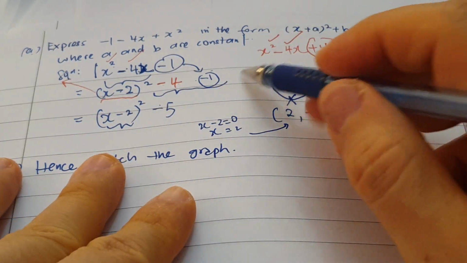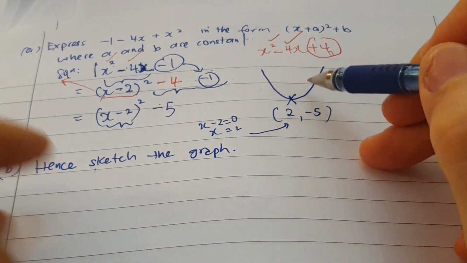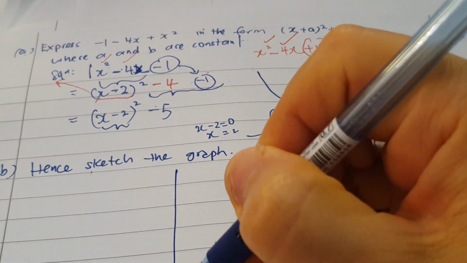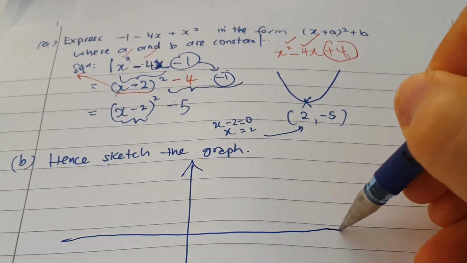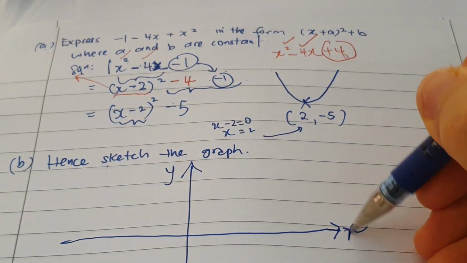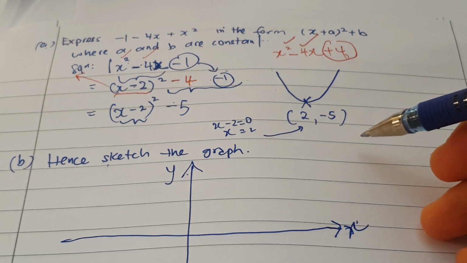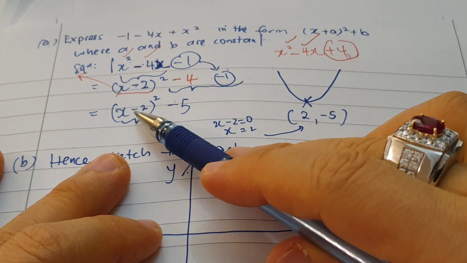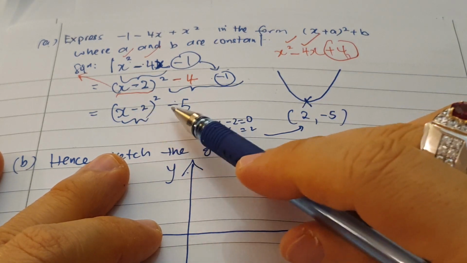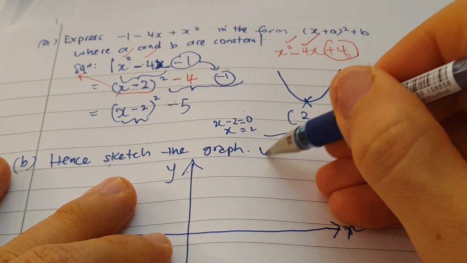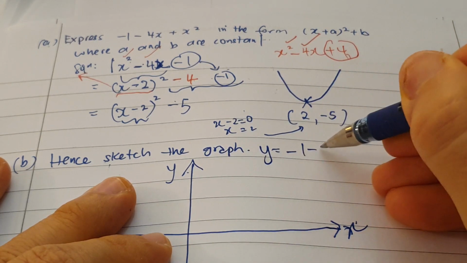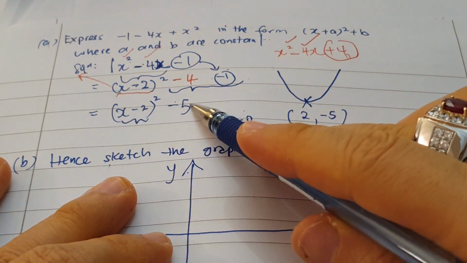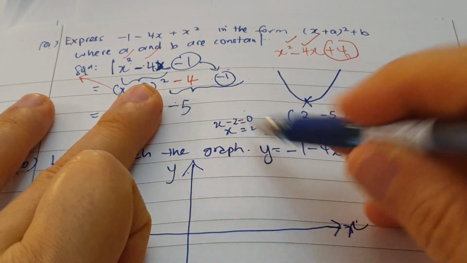Now of course in part A they didn't ask you to do this. I'm reminding you about this to prepare you for part 2. Now part 2, if they ask you to sketch the graph, you label the x axis and y axis first, and the very first thing you need to do is to label the minimum point. Because you know that this graph y equals minus 1 minus 4x plus x squared is actually y equals this. As I mentioned, the y value is minus 5.